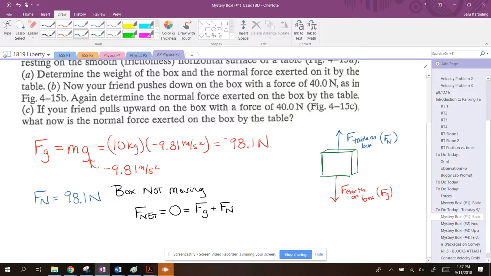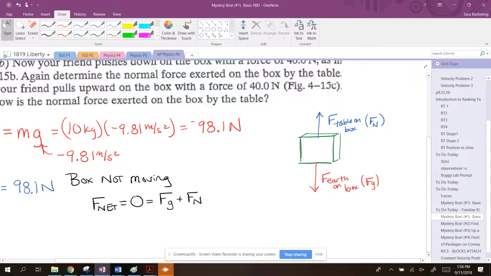Okay. Part B says, now, for some reason, your friend is going to push down on the box with a force of 40 newtons, as in the picture that doesn't exist, so we'll draw it, okay? The question says to again determine the normal force exerted on the box by the table. So we don't have the picture. We're just going to use our picture that we already have.